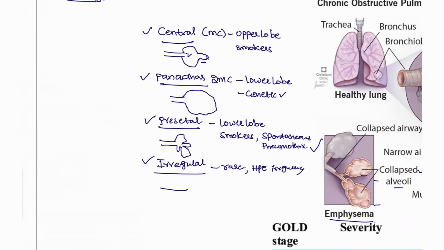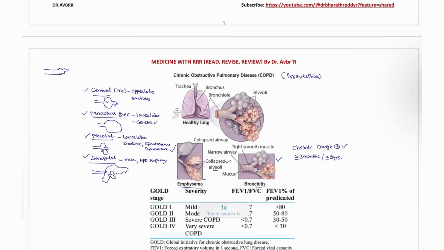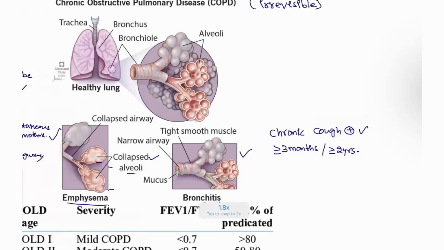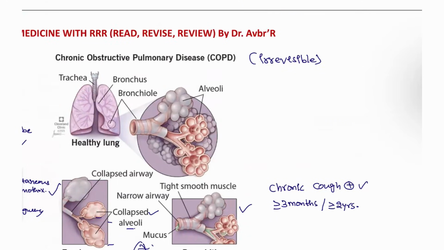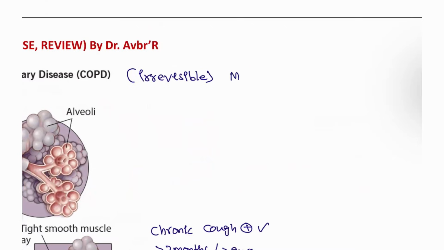Irregular, you can understand, is where the irregularity will be seen randomly. That is the irregular one. So this is how emphysema will be presented, and that's how chronic bronchitis. If these both are together, then it is going to cause chronic obstructive pulmonary disease. What is the most common cause? The most common cause will be smoking.